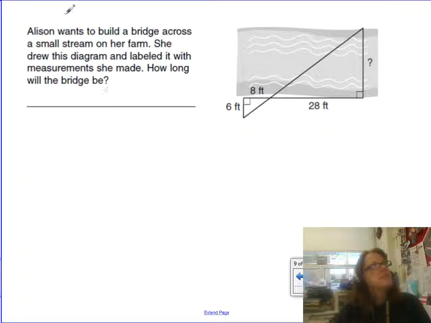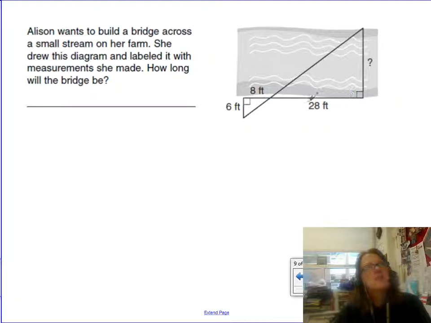Ooh, look at this one. Oh, these diagrams. Allison wants to build a bridge across this small stream on her farm. Okay. She drew this diagram and labeled it with the measurements that she could make. And here's what she knows. She's got this measurement. This little triangle is 6 and 8.